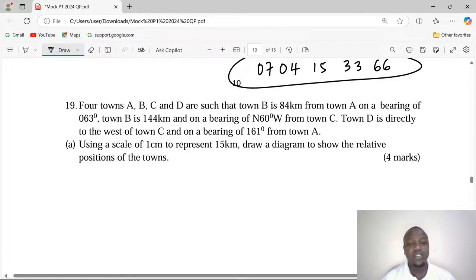Four towns A, B, C, and D, such that B is 84 from town A on a bearing of 063. Then town B is 144 on a bearing of 60 degrees from north to west. That is the compass bearing from town C. Town D is directly to the west of C and on a bearing of 161 from town A. Using a scale of 1 centimeter to represent 15 kilometers, draw a diagram to show the relative positions of the towns.